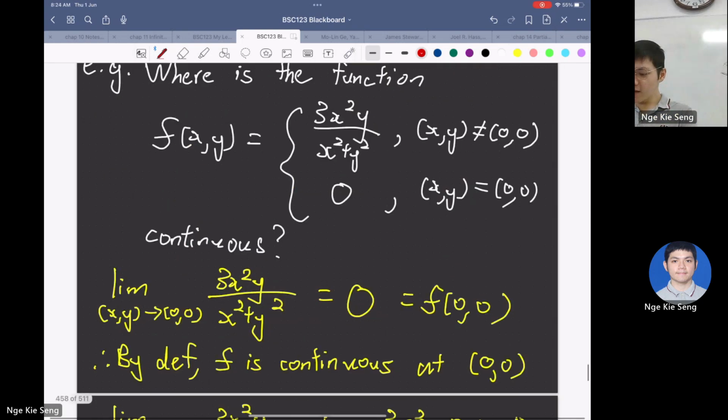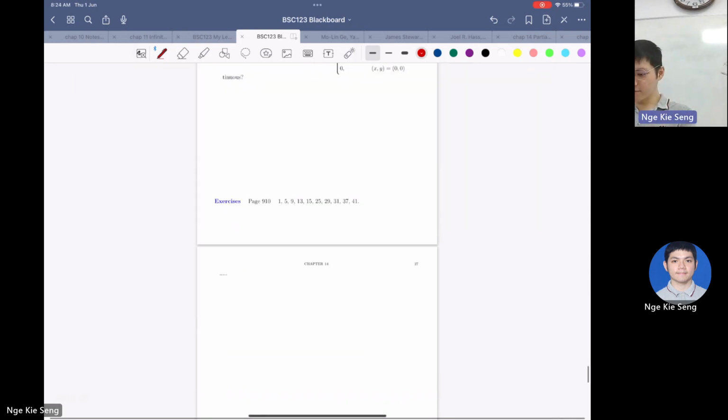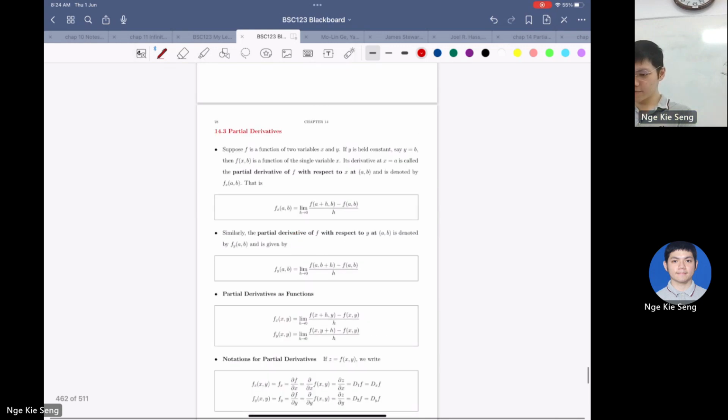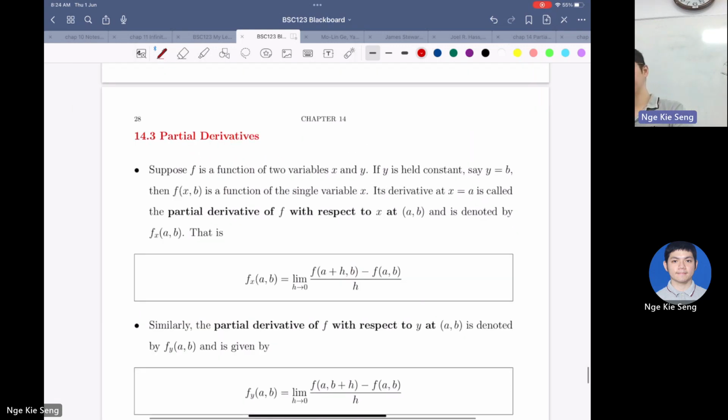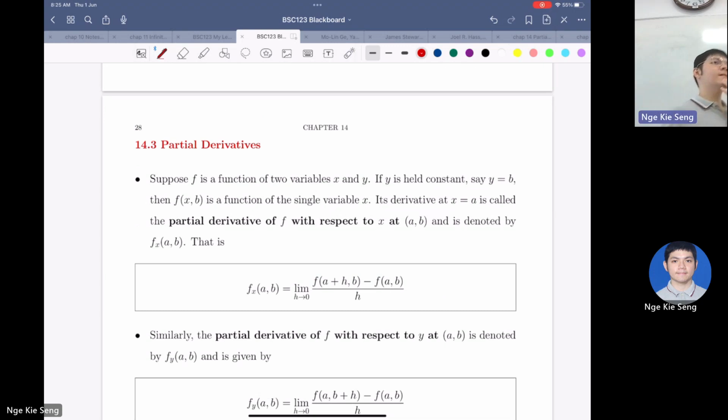Okay. So we should start a new section. Partial derivative. What's derivative to you? What's derivative? Tangent. Tangent at the point.